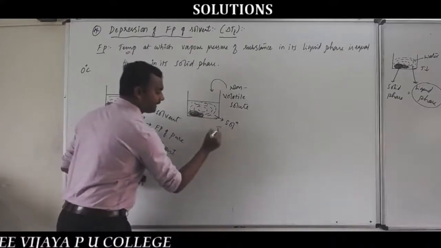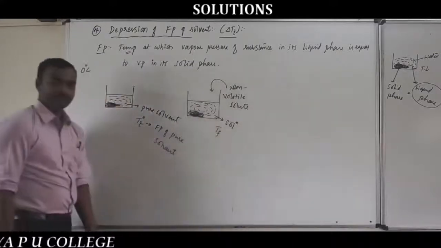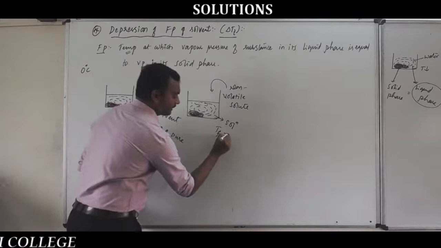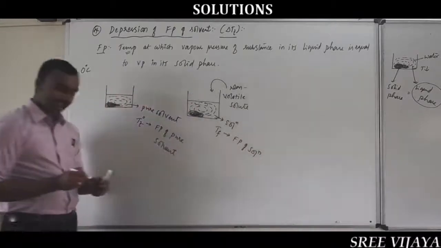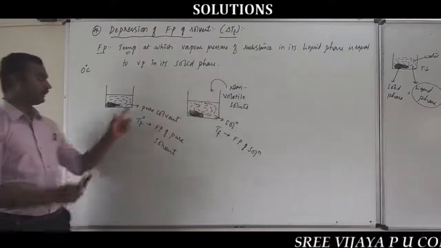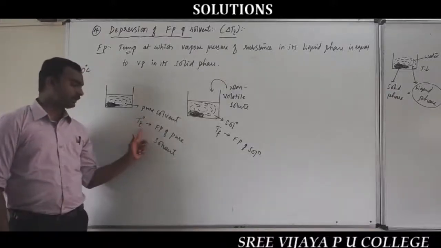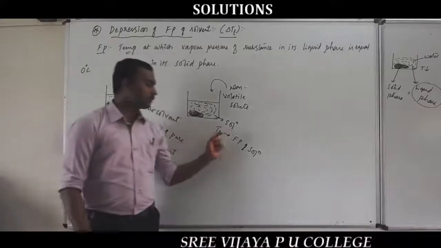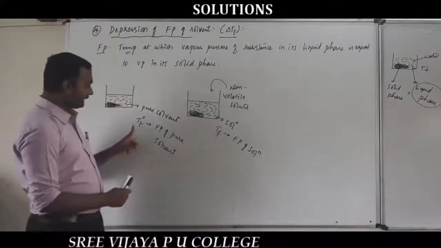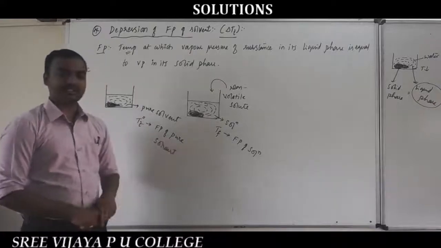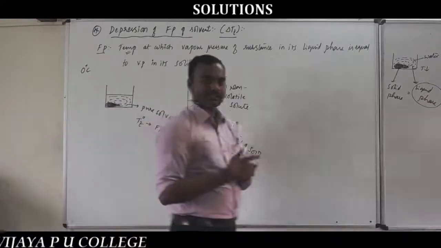That temperature is considered as Tf. What is Tf here? Tf is the freezing point of solution. Here, for the pure solvent, the freezing point is T0f, the freezing point of pure solvent, and for the solution it is Tf, the freezing point of solution. So now you need to find out: is T0f greater or is Tf greater? Does the freezing point decrease or increase?